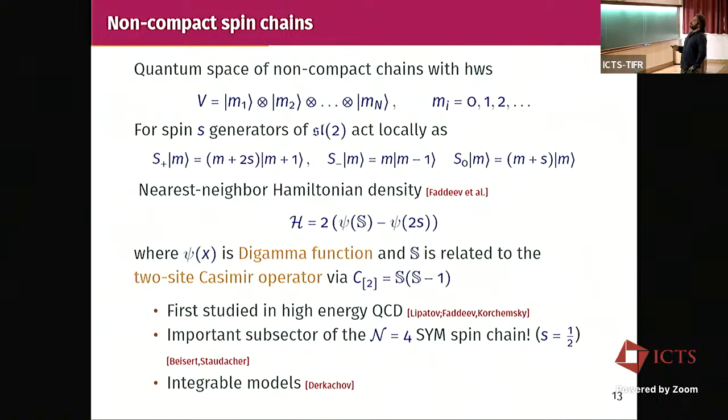The Hamiltonian density has been obtained by Faddeev a very long time ago, but it is available in a very peculiar form. It's written here, and it's very beautiful also, but let me explain what this S here is. The Hamiltonian density is just the digamma function, the logarithmic derivative of the gamma function. And this curly S here is related to the two-site Casimir operator in the following way. The two-site Casimir operator is roughly S times S minus 1, so this is more or less the square root of the two-site Casimir.